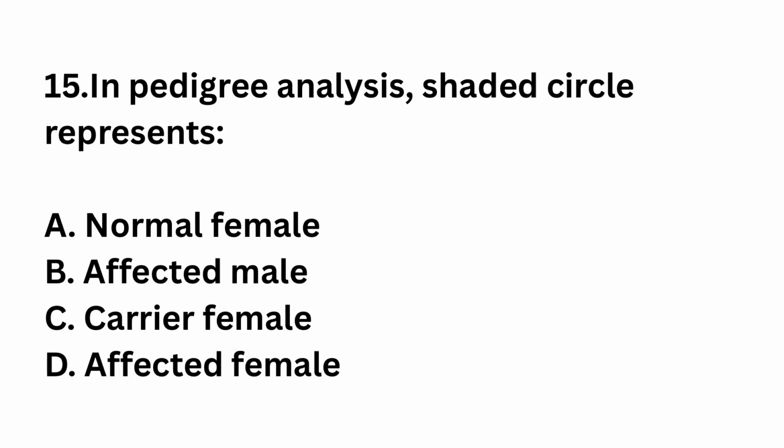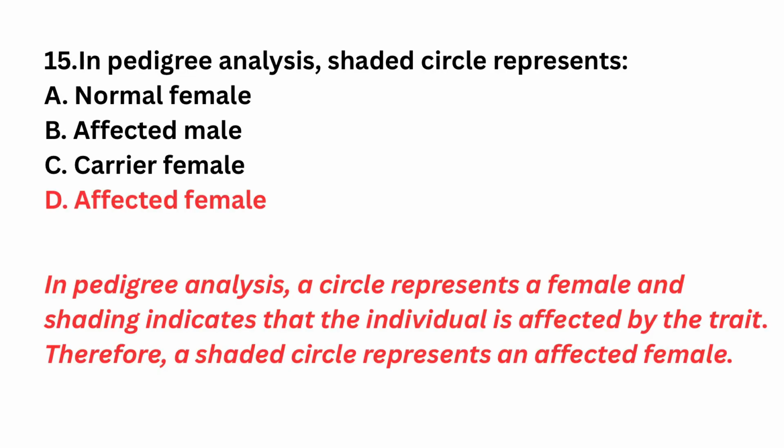Question number 15. In pedigree analysis, shaded circle represents: normal female, affected male, carrier female, affected female. The right answer is option D, affected female. In pedigree analysis, a circle represents a female and shading indicates that the individual is affected by the trait. Therefore, a shaded circle represents an affected female.